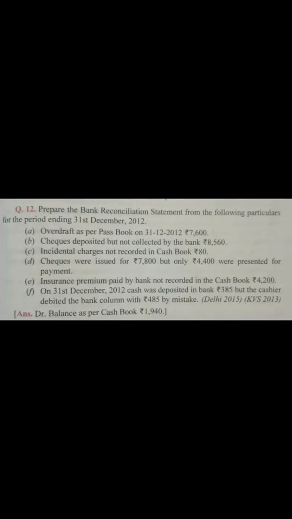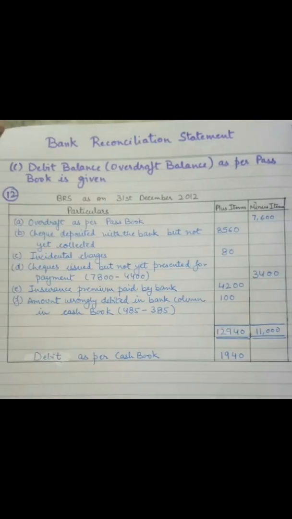B. Checks deposited but not collected by the bank, 8,560 rupees. So the check which the company has received has been submitted to the bank, but still it is not cleared. So let's see the B1. I have written here in the particulars column, checks deposited with the bank but not yet collected, and this amount is to be written in the plus column.